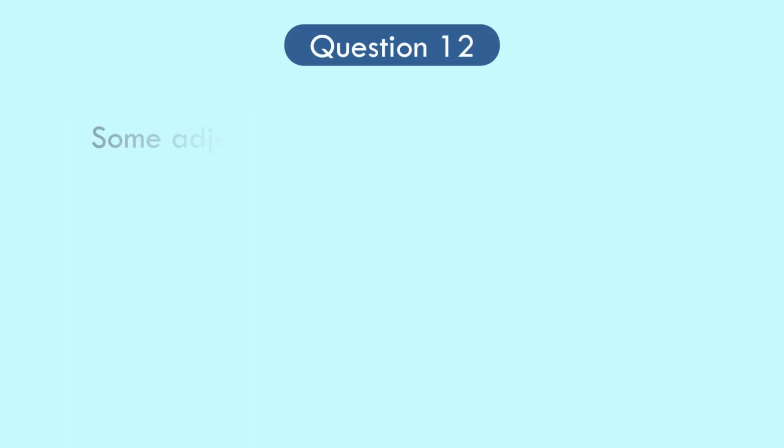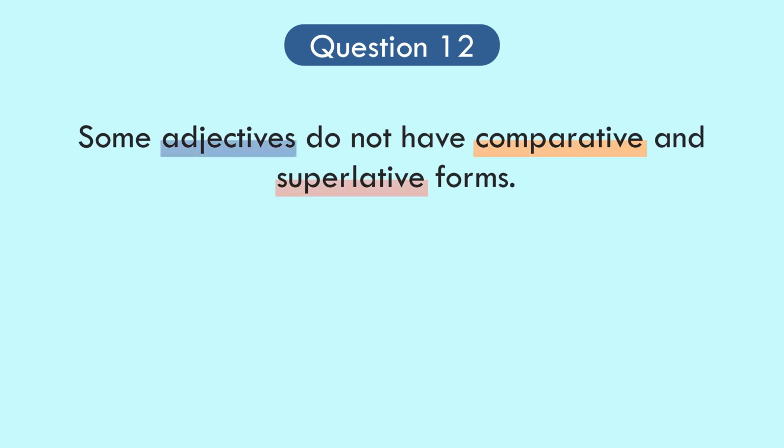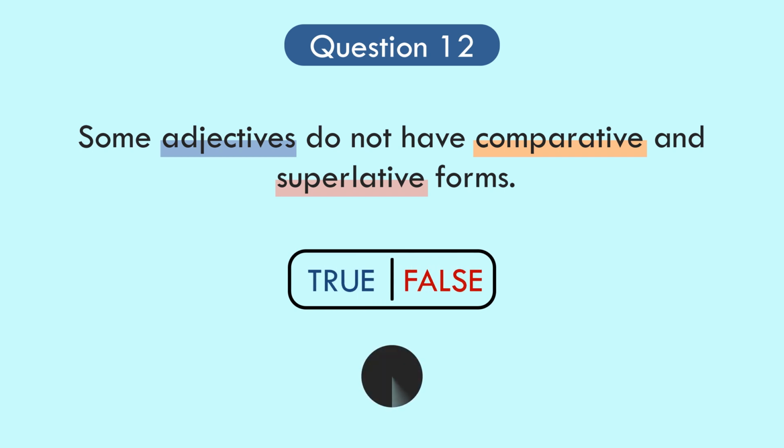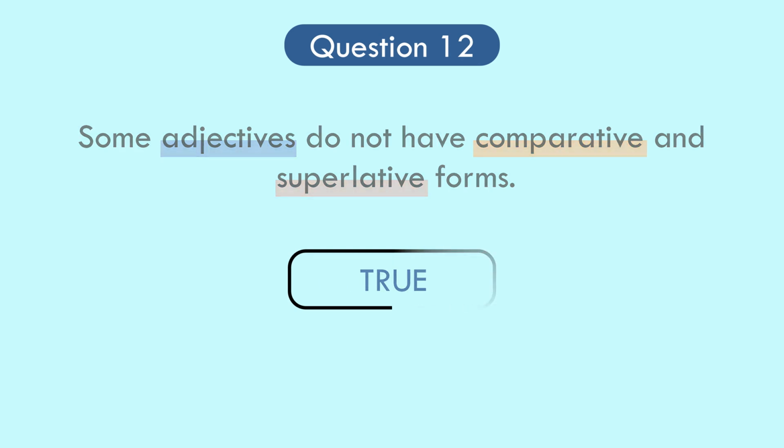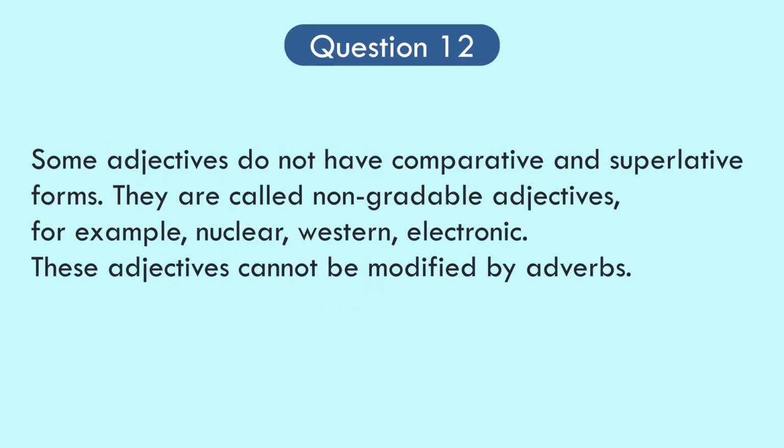Question 12. Some adjectives do not have comparative and superlative forms. True or false? True. Some adjectives do not have comparative and superlative forms. They are called non-gradable adjectives, for example, nuclear, western, electronic. These adjectives cannot be modified by adverbs.